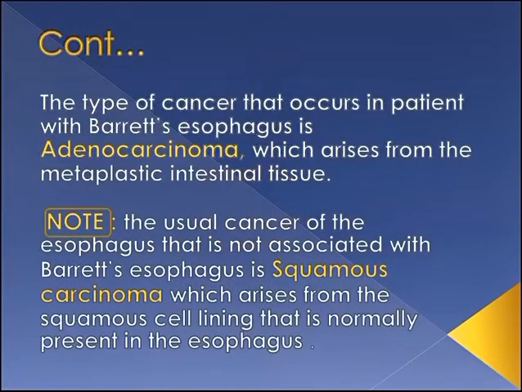The type of cancer that occurs in patients with Barrett's esophagus is adenocarcinoma, which arises from the metaplastic intestinal tissue. But keep in mind, the usual cancer of the esophagus that is not associated with Barrett's esophagus is squamous carcinoma, which arises from the squamous cell lining that is normally present in the esophagus.